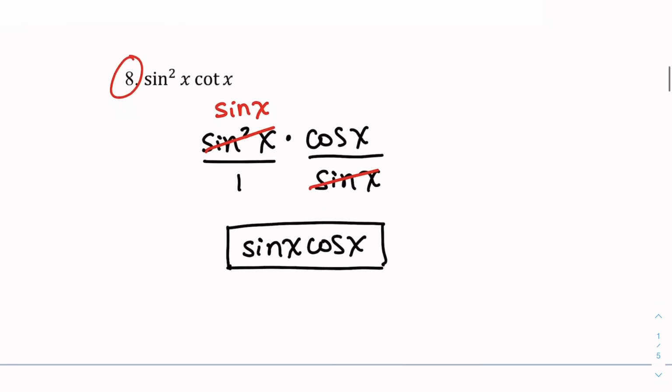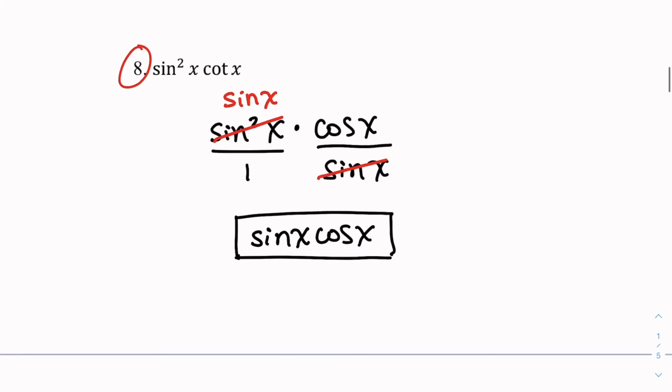All right, for number 8, we left sine squared x as it is. We just put it over a 1. And then cotangent was cosine over sine. Now we notice that these sines canceled, but we were left with 1 on the top. And so our final answer, multiplying the tops across, is sine x times cosine x all over 1, which was just sine x cosine x.